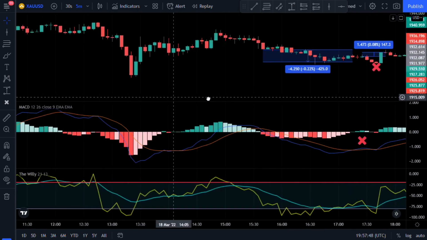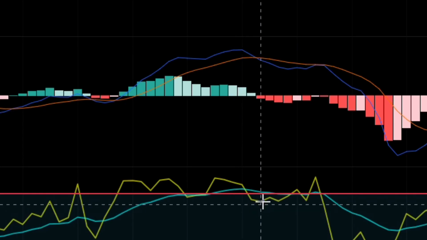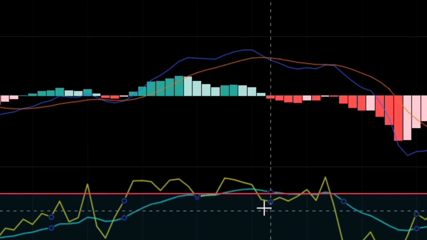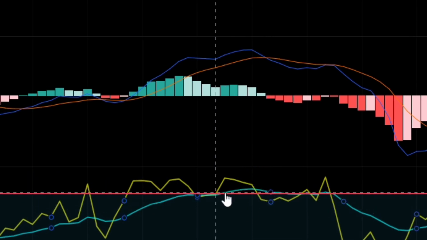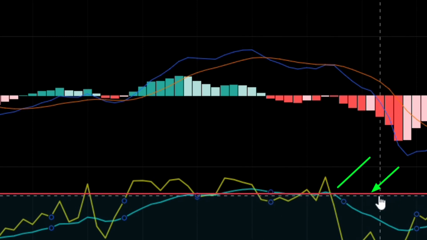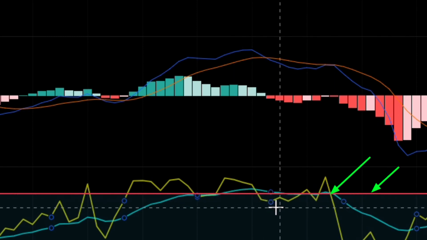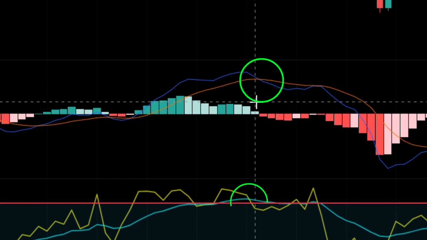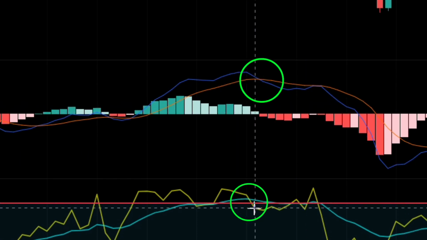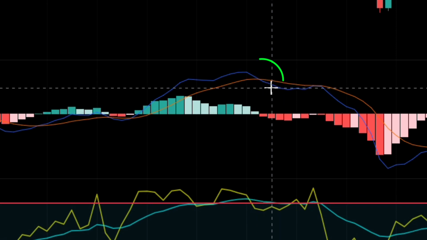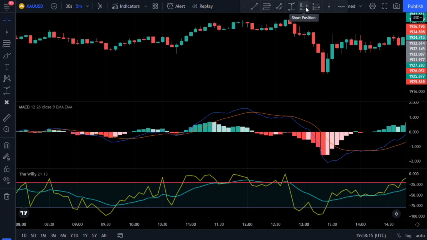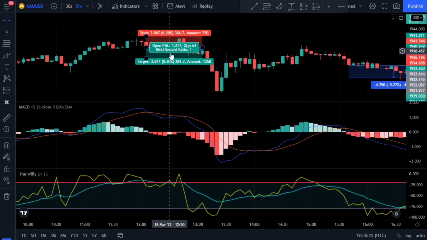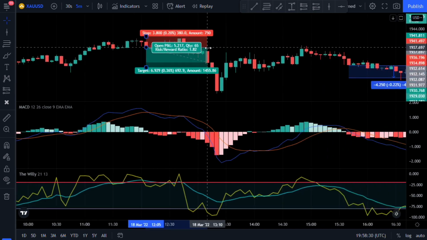First of all, let me explain how to use this indicator. Each time the yellow line crosses the blue line downwards, it issues a sell signal. If the blue and yellow line crosses the red horizontal line downwards, the sell signal is valid. At the same time, in the MACD indicator, if the cross down occurs, the sell short signal is valid. Here I open the sell position. Here was a successful deal and it hit the target.